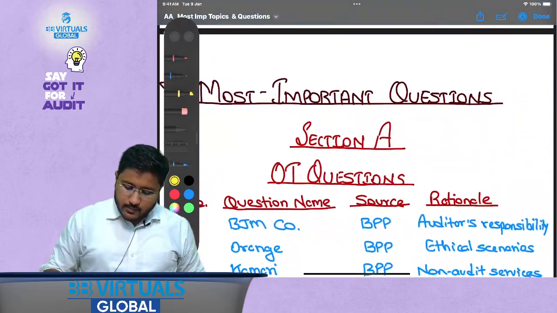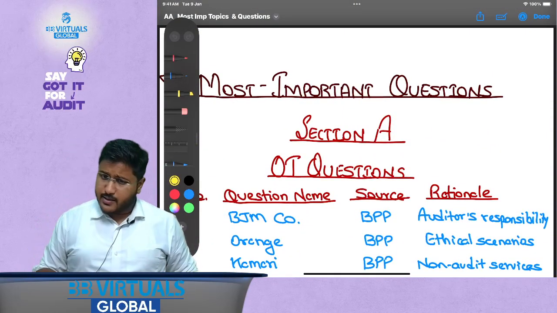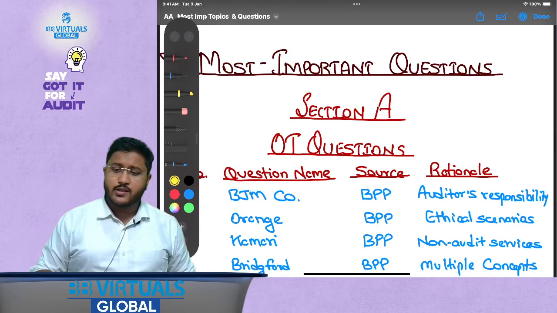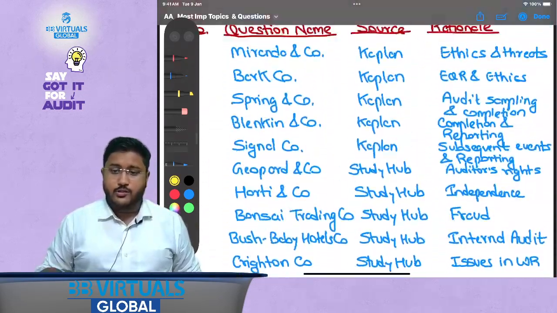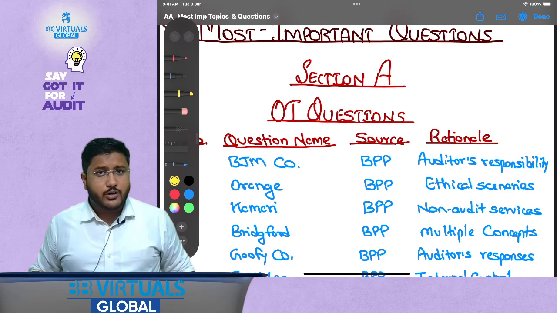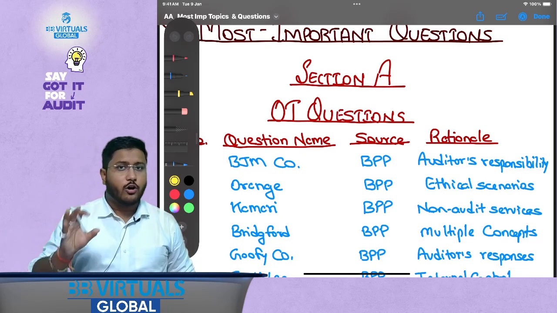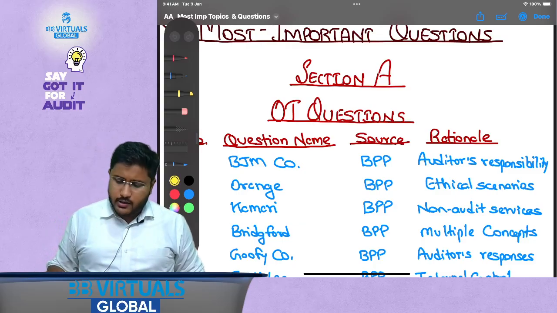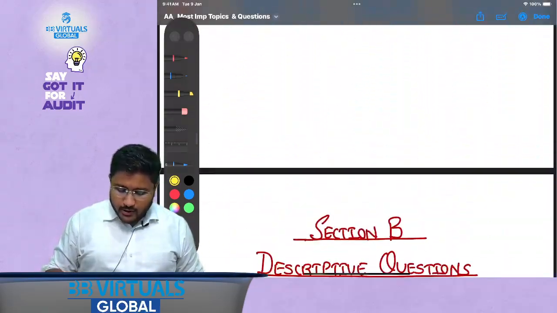Then we are going to discuss the most important questions separately for section A, that is objective type questions, and section B, that is descriptive type questions. I am also going to mark the source of each question and the rationale for selecting it as an important question. I am going to discuss each one of them.